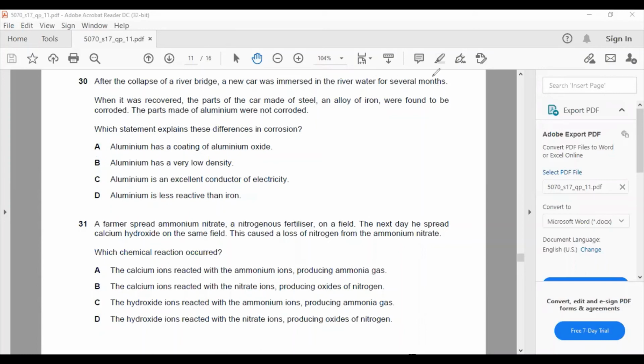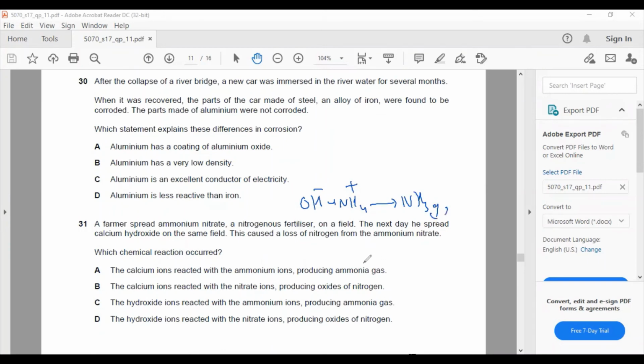So it's very simple and it's repeated many times. A farmer spread ammonium nitrate, a nitrogen fertilizer. The next day he spread calcium hydroxide. You know, OH and ammonium react together and form ammonia gas, so there is a loss of nitrogen.